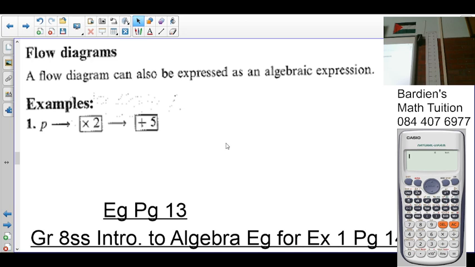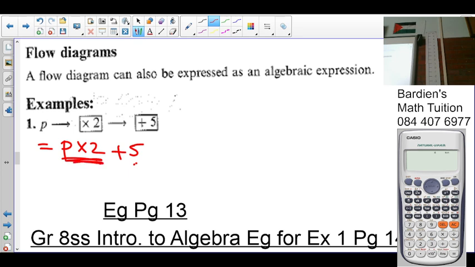Okay, so this should be what? P times 2, and then plus 5. You will understand. Must I add the 2 and the 5 first, or do I multiply this here? Why must you multiply first? Because of order of operations. Multiply first, so it's going to be 2P plus 5.